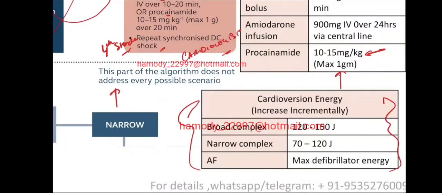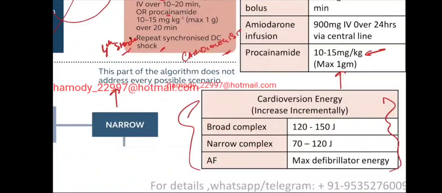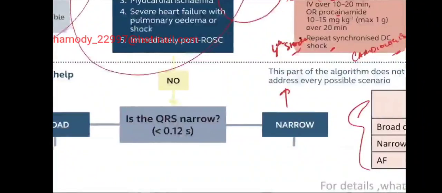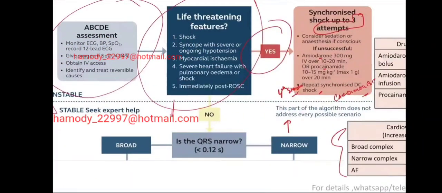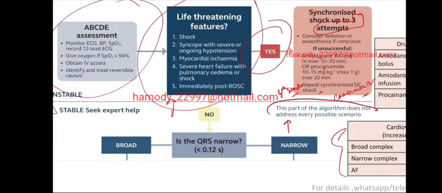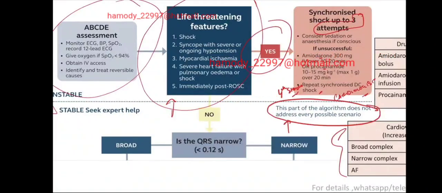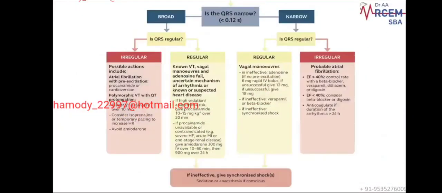This part of the algorithm doesn't address every possible scenario. That means once the patient is not having any life-threatening features, they clearly mentioned that this part of the algorithm does not address every possible scenario. But nevertheless, the algorithm is very important. It is ALS. We need to understand here. So let us see what we need to be really focusing on.